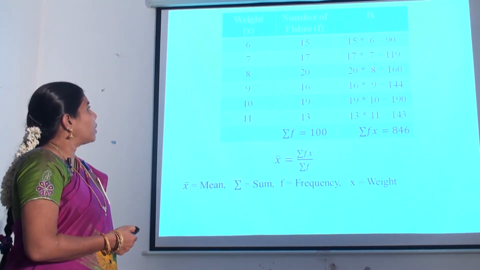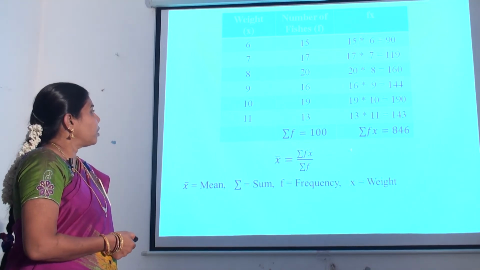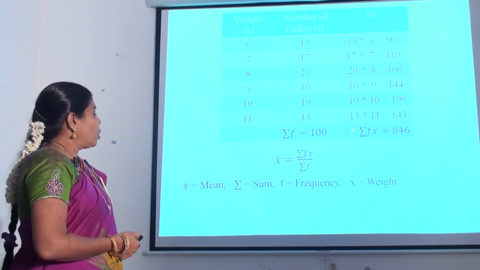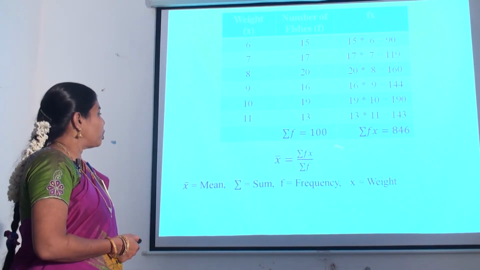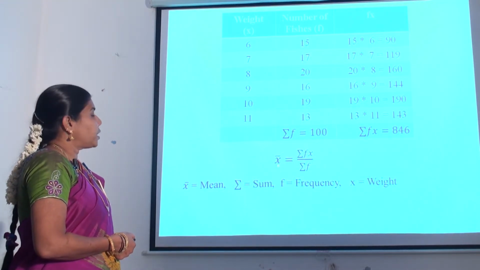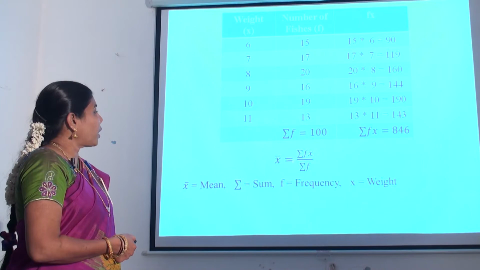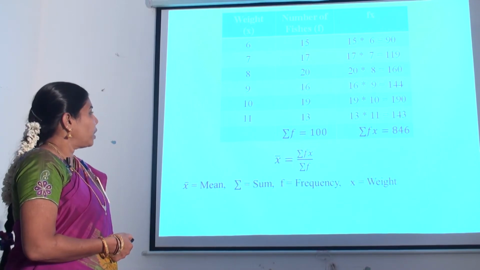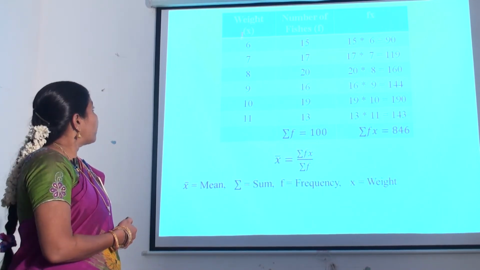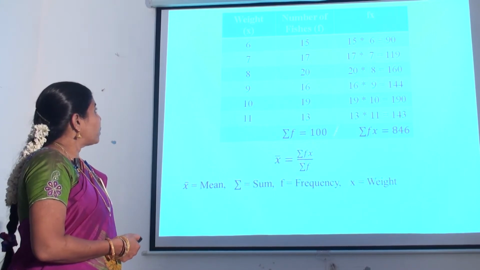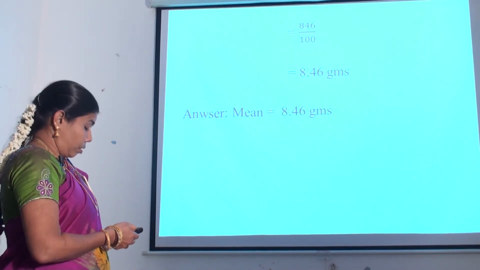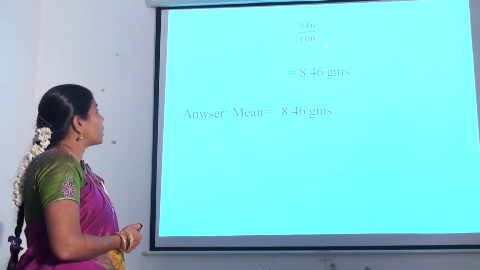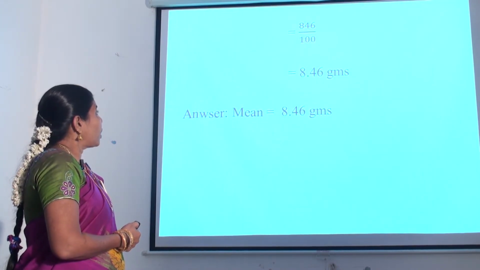So we have to add all the values of fx. Now we get sigma fx is equal to 846. Now we are going to substitute these values into the formula. The formula for discrete series is x bar is equal to sigma fx divided by sigma f. X bar is mean, sigma is sum of, f is frequency, x is weight of fishes, then sigma f is total number of fishes. We have to substitute these values into the formula, that is sigma fx is 846 divided by sigma f or capital N.